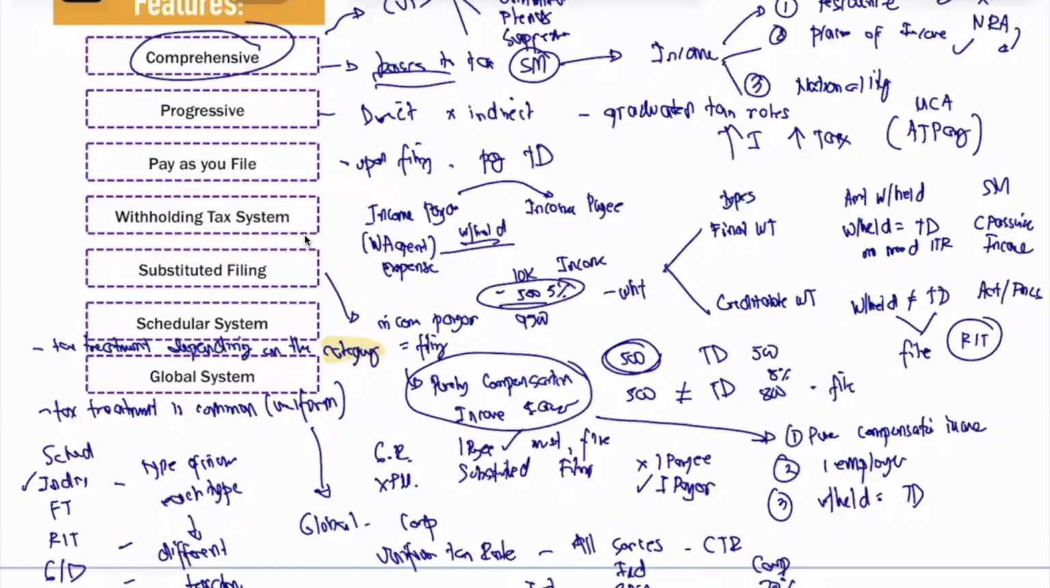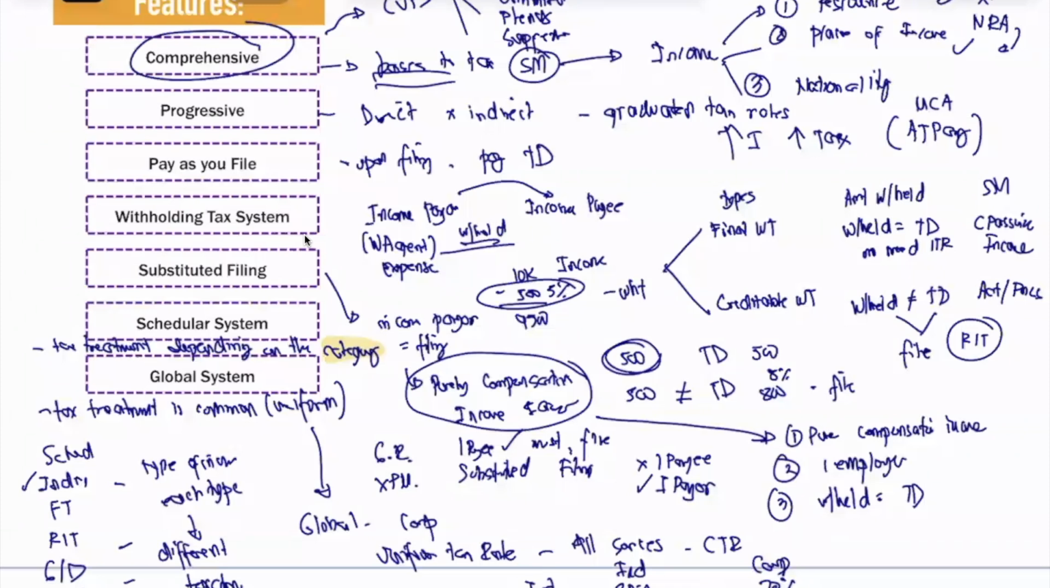Pero sa schedular system, nakadepende yung rate sa type of income. Okay? There is a tax treatment depending on the type of income. In a global system, the type of income generally, you disregard it. Why? Because you have a common tax treatment among all types of income. So if you put this in your mind, it is easier to block out income taxation. Normally, for corporation, just remember the rates. Whatever type of income, normally the same rate.